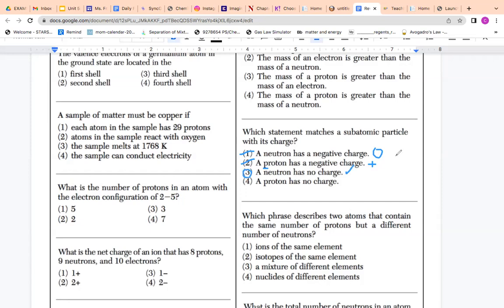And now that we're in our nuclear unit, we can show it like this. So a neutron has a mass of 1, charge of nothing. And let's just look at the last one. A proton has no charge. That is not true. Again, we know that protons are positive. So that one should be choice 3. All right.